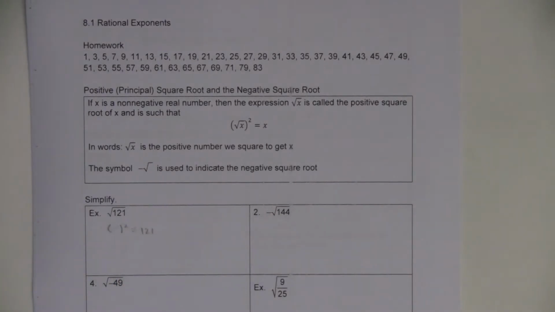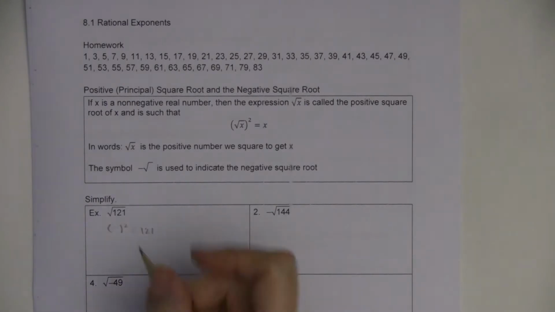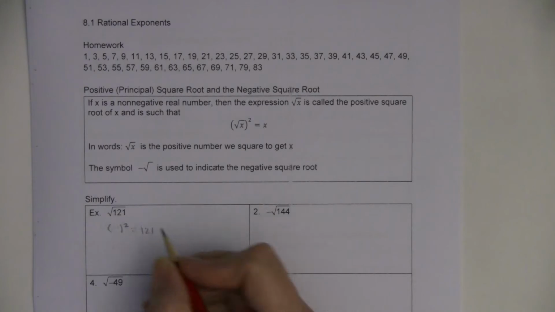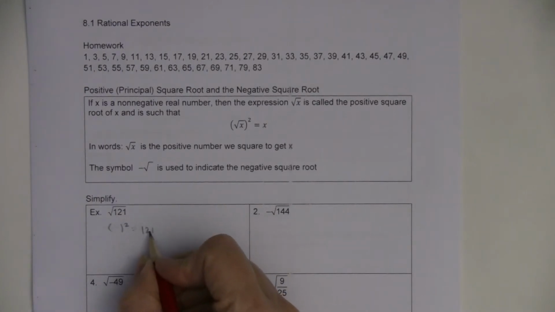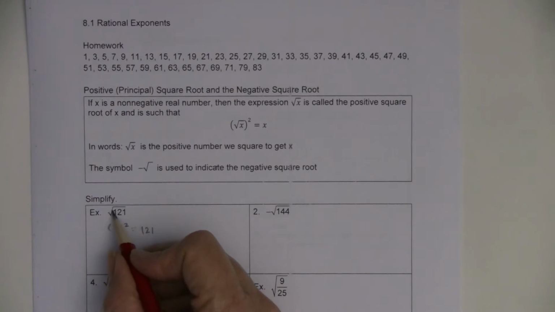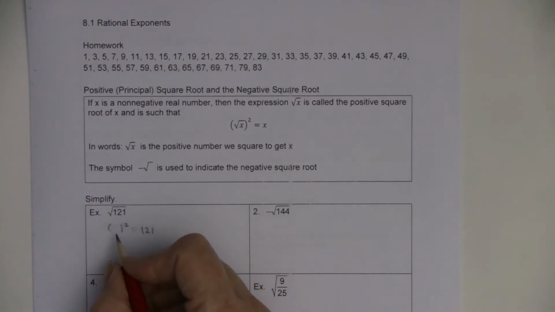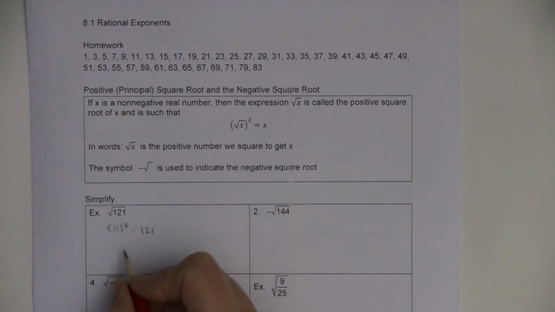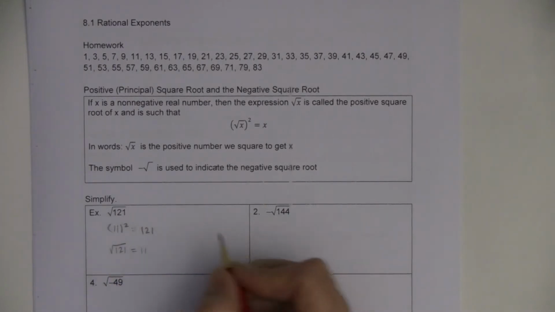This pencil's not that good. There are two things that, when I square them, yield 121. One is 11, and the other is negative 11. Because they're asking for the principal square root, they're asking for 11. Because 11 squared equals 121, they're asking for the positive one. So the square root of 121 equals 11.